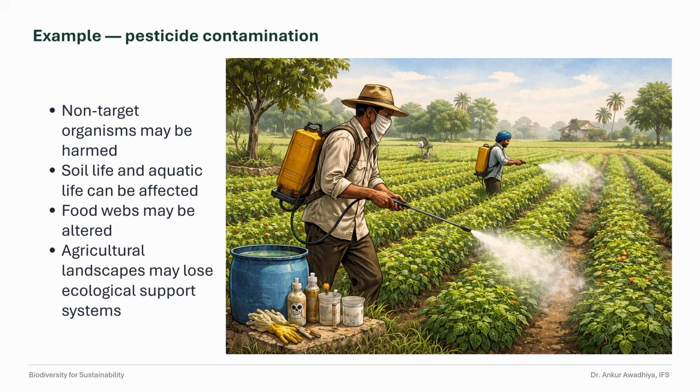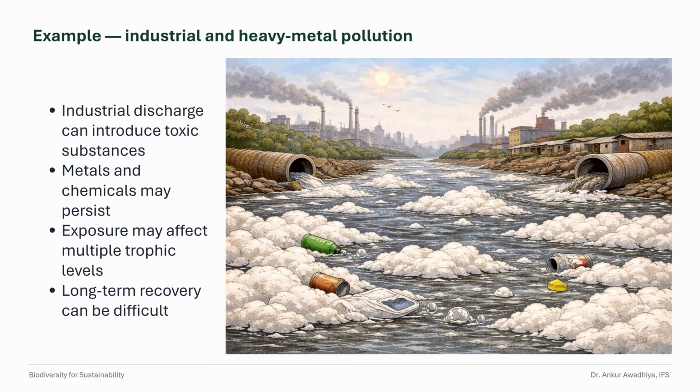sustain agriculture itself. Industrial pollution represents some of the most persistent forms of ecological contamination. Heavy metals such as lead, mercury, cadmium, and arsenic can remain in sediments, soils, and organisms for very long periods. They move through water, they accumulate in food webs, and they affect multiple trophic levels simultaneously.